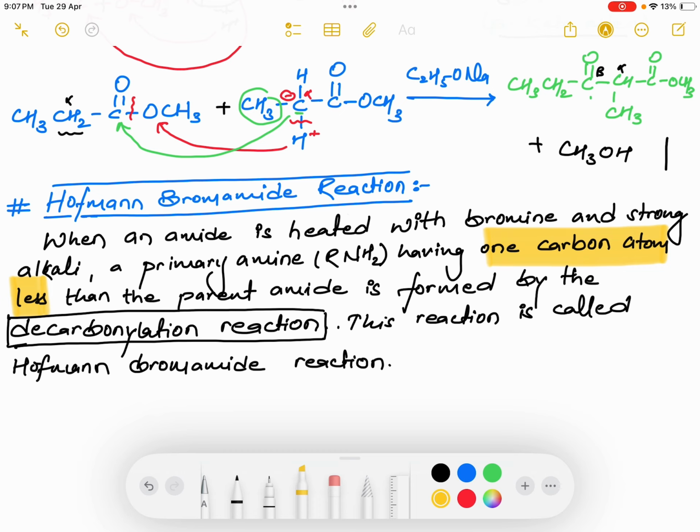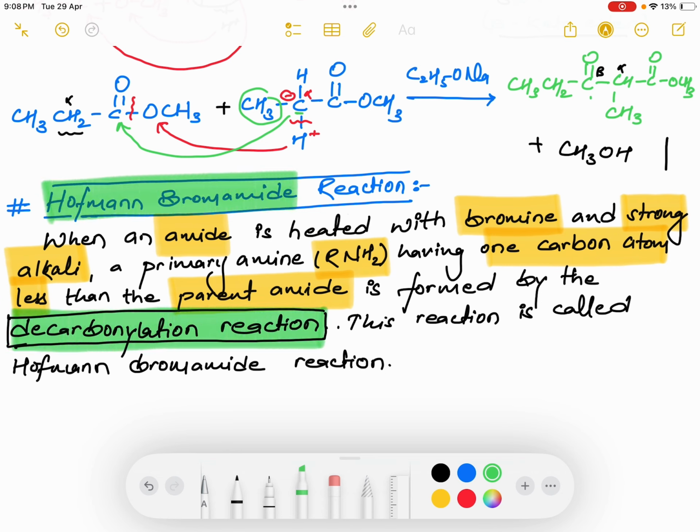So it is saying when an amide, so what are you in need of? Amide. Amide is RCONH2. You need to heat it with bromine and a strong alkali. So you need to take an amide and heat it with bromine and a strong alkali, and you will get a primary amine having one carbon atom less than the parent amide. Before you took amide and now you will get amine which will have one carbon atom less than the parent amide, and this reaction is known as decarbonylation reaction or Hofmann bromamide reaction.